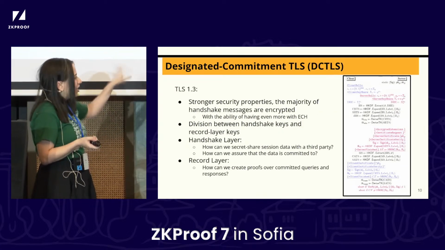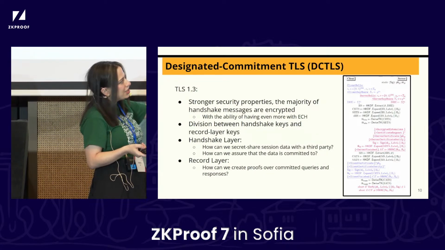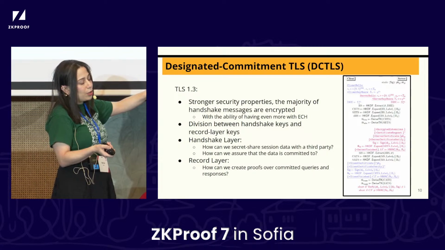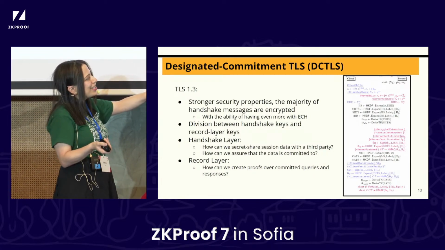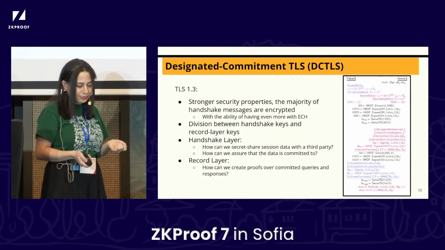Okay, and the division of the protocol is really easy. You have the handshake phase, which is essentially done so that the server can authenticate to the client, and you also have the derivation of the keys, so you can use them to encrypt the messages.